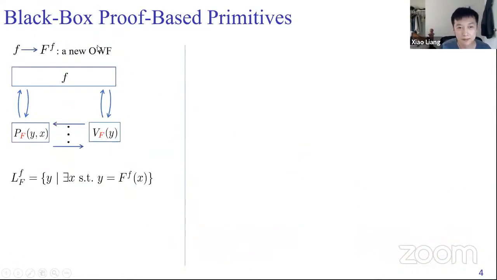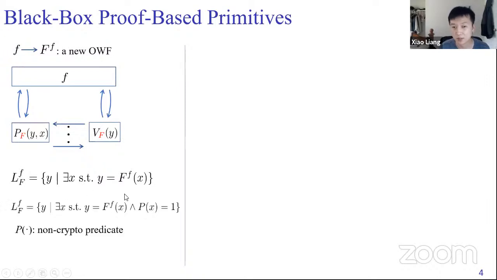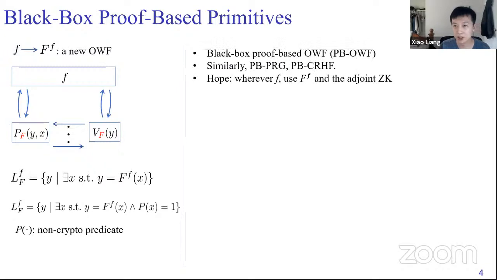So in summary, our current goal is to build from a small f a new function capital F, and have a protocol that can depend on the capital F. And we want a zero-knowledge proof for this new language. Actually, we can ask for something more: not only the range membership, but also that the existing preimage satisfies some non-cryptographic predicate. And we call this new primitive black box proof based on one function.